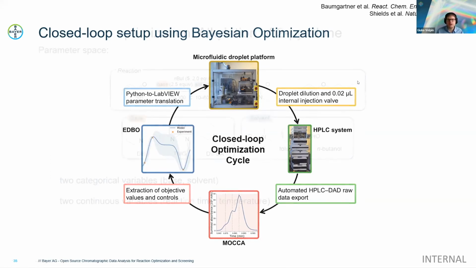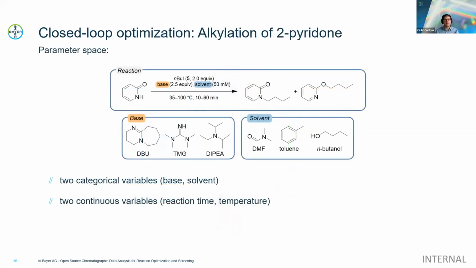For this study, we have chosen a smaller parameter space that is still significant and not trivial to optimize. So in this case, we have decided to focus on the alkylation of 2-pyridone with butyl iodide in presence of 3 different bases or 3 different solvents, and screen the 2 categorical variables, base and solvent, as well as 2 continuous variables in this instance, temperature between 35 and 100 degrees, and residence time, so reaction time between 10 and 60 minutes.